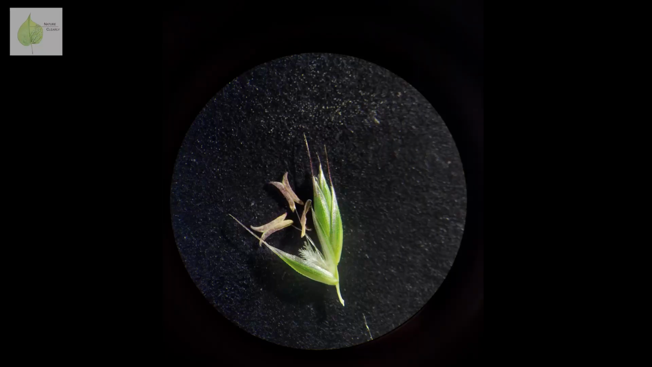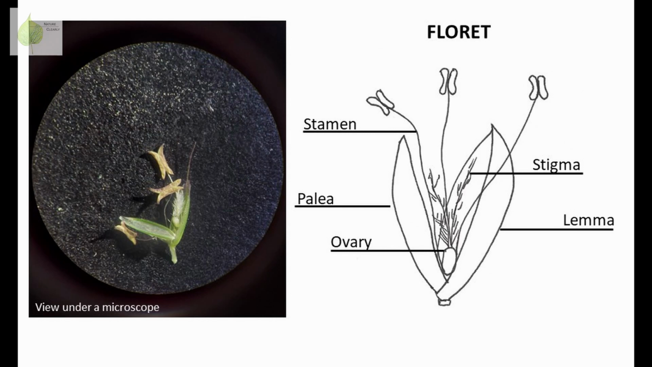These bracts enclose the flower inside, so we need to gently open them up to reveal the flower. The flower, together with the lemma and palea, create a floret. This is an important term in grass morphology, and we'll get back to it in just a minute. First, let me show you the structure of the flower under a microscope.